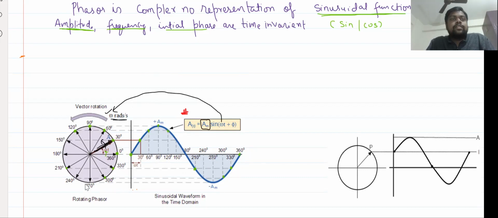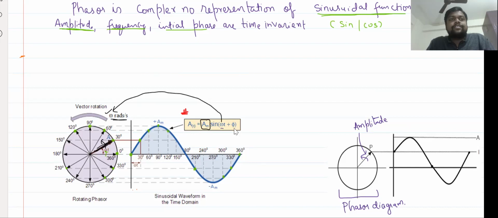So this diagram is known as phasor diagram. Basically, this is the phasor diagram of a particular sine wave. This is how we draw. We draw a circle of radius equal to the amplitude, and this will rotate with angular velocity omega radian per second, which is same as angular frequency of the SHM. Then only it will match exactly.